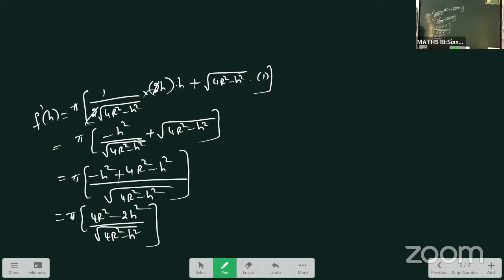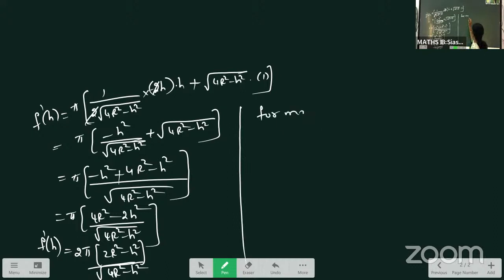So if we take 2 common here, what do we get? Pi into 2 into 2r square minus h square by under root of 4r square minus h square. This is the value of f dash of h. So for maximum or minimum, what do we have to do? F dash of h is equal to 0. For maximum or minimum, we don't know which one it is. F dash of h is equal to 0.